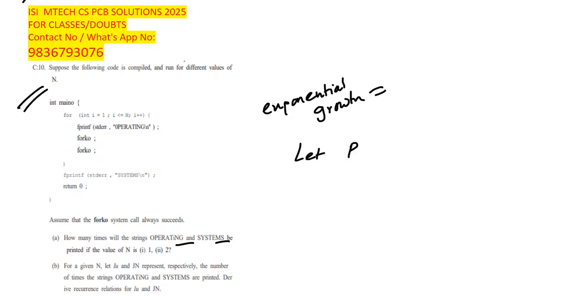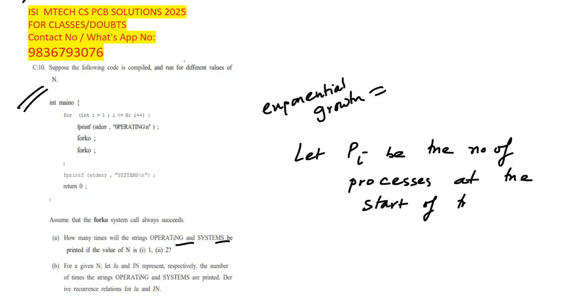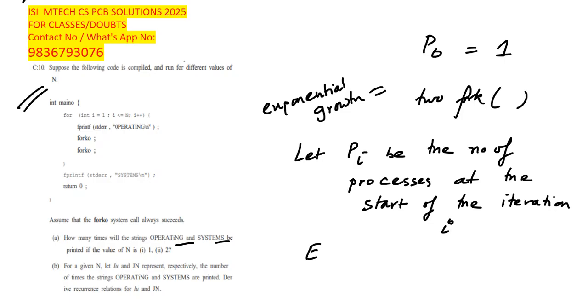So let's define Pi to be the number of processes at the start of iteration i. Initially, P0 was 1, the main or original process. Each iteration does 2 forks. Each process forks, so there are 2 new processes.